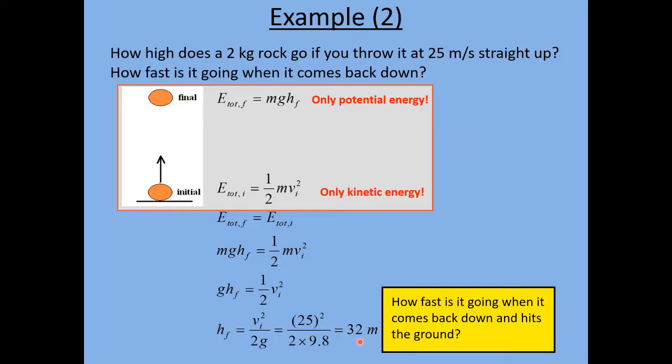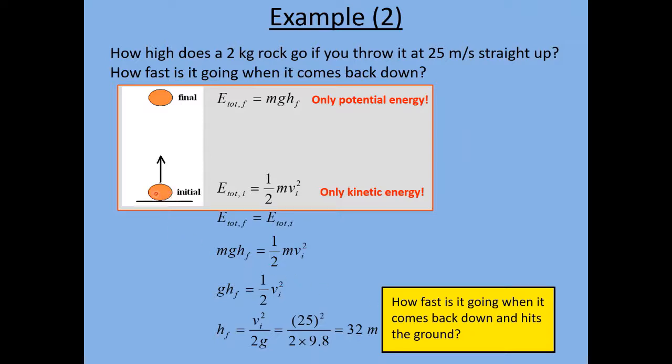So again, this is a much more straightforward way of solving this type of problem than using the equations from projectile motion that we talked about earlier in the course in chapter 3. It's just a couple steps here to find the height of this rock. Now, let's think about this problem a little further. How fast is the rock going when it comes back down and hits the ground?